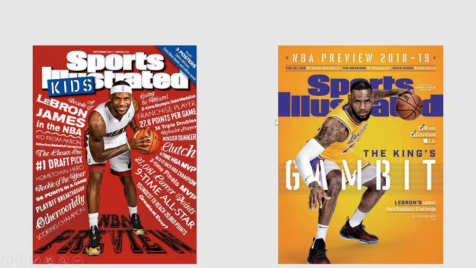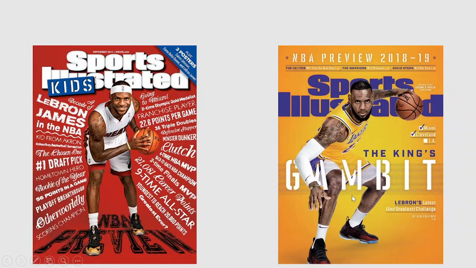As mentioned, the topics are the same, but because they have a different target audience, the way that topic is presented is very different. If you look at the colors that are used and the fonts that are used and the type of language that's used in the kids version of the magazine, it's very different to the way it's presented in the adults version of the magazine.